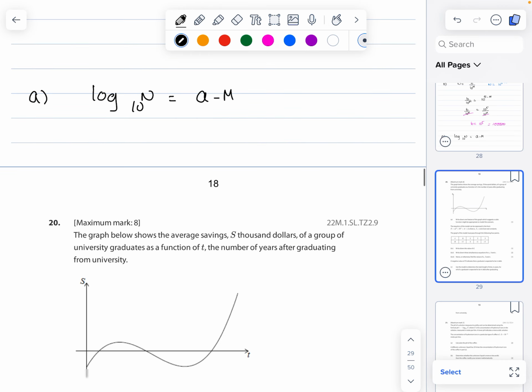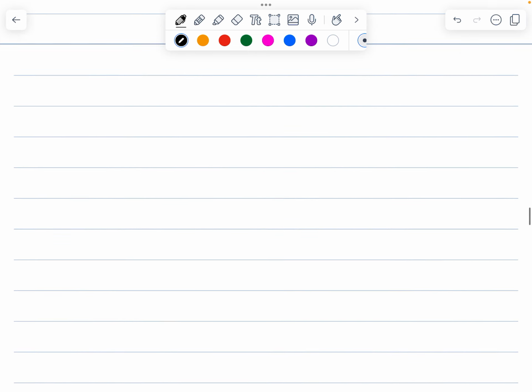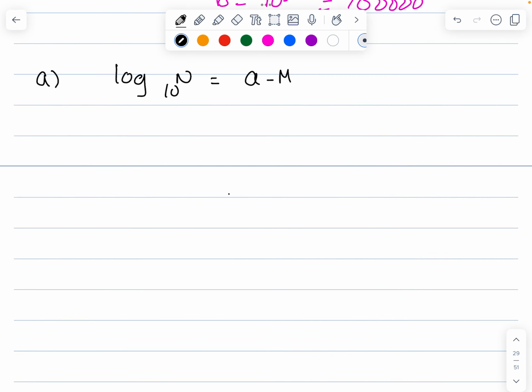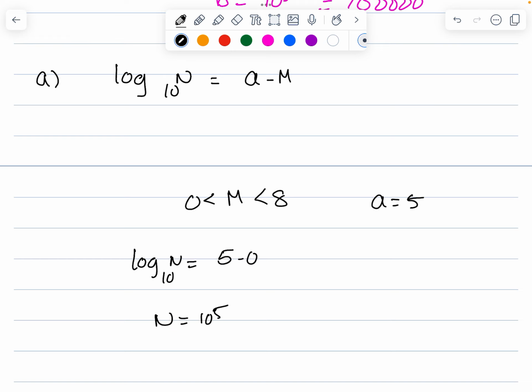Now m value lies between 0 to 8 and a is 5. So log n to the base 10 equals 5 minus 0. So n equals 10 power 5. Next time, log n to the base 10 equals a minus m, where m is 8.